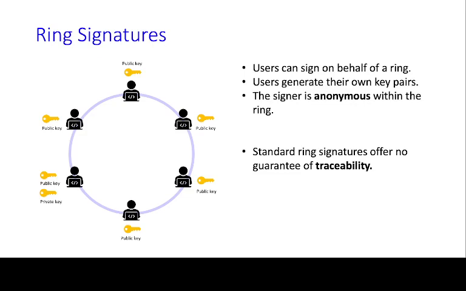Now, standard ring signatures allow users to generate key pairs and sign a message on behalf of a set of users known as a ring. The signer selects the ring and is anonymous within it. The signature is publicly verifiable, but each ring member is equally likely to have produced the signature. As such, ring signatures do not offer any guarantee of traceability. In other words, it is not possible to revoke anonymity and trace the identity of the signer.